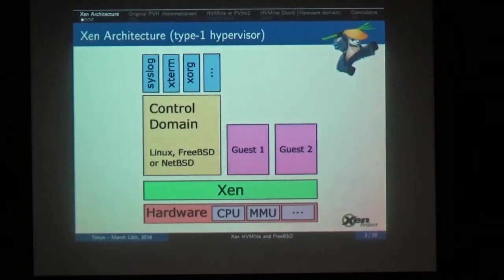This is a type 1 hypervisor architecture because, as we can see, Xen is a component that's separated from the guest OS, from the control domain OS. It's not integrated with it, and we usually call this kind of design a microkernel hypervisor because the layer that Xen adds is very thin. Xen itself is only 2 megabytes worth of code when compiled and when loaded, so it's a very thin layer.